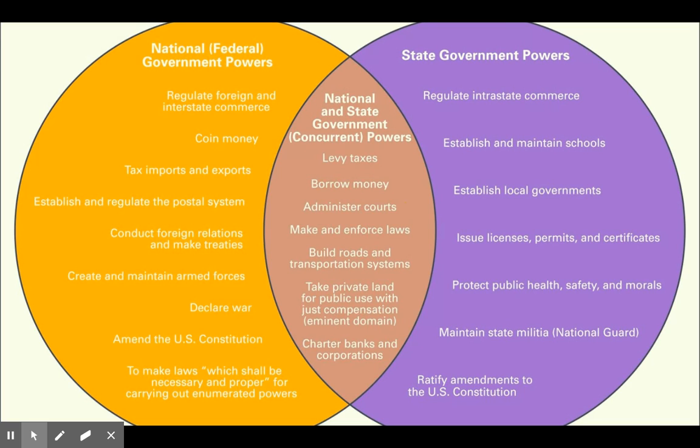So these are just some of the national powers and state government powers. You can see that the federal government has the power to coin money, tax imports and exports, establish and regulate the postal system, whereas state governments establish and maintain schools, establish local governments, issue licenses. You can read those for yourself, but you can also see that there are some concurrent powers, which means that the national government and state government share those powers. So the power to levy taxes, borrow money, administer courts. So you can look through these charts and get a little bit better understanding of what are national powers, what are state powers, and what are concurrent powers.